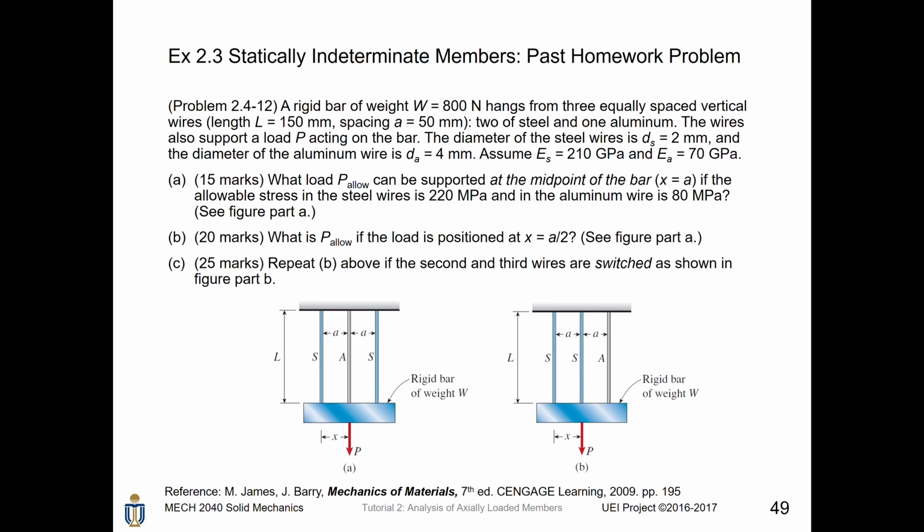gigapascals. Firstly, we consider, if the load is located in the middle, what load can be supported if the allowable stress in the steel wires is 220 megapascals and that of the aluminum wire is 80 megapascals. Besides, what is the allowable load if it is positioned at x equals a divided by 2, which means what if the load is shifted leftward? Besides, we have to repeat this problem by switching 2 wires such that those 3 wires are not symmetrically distributed. Now let's consider each problem one by one.